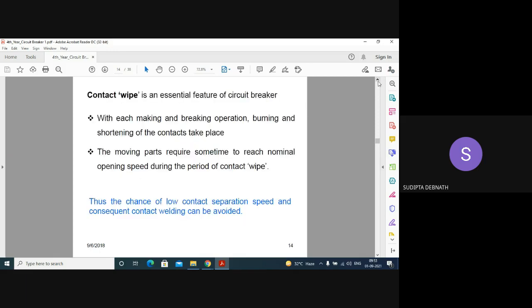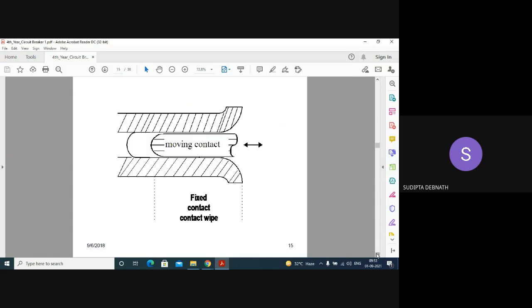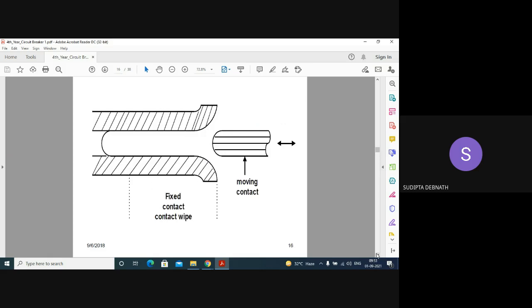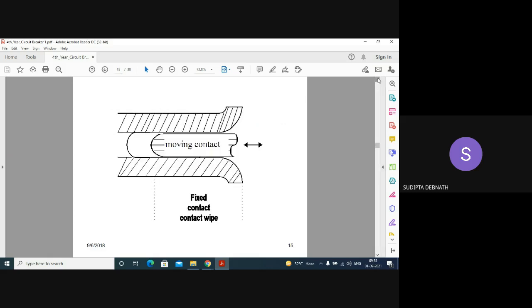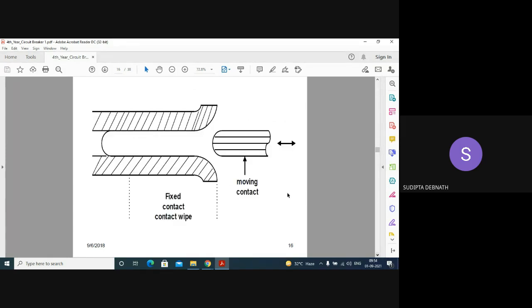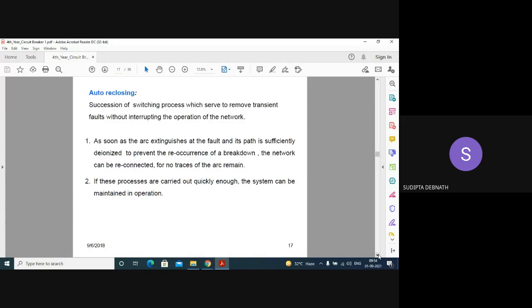Now, with each making and breaking operation, burning and shortening of the contacts take place. The moving parts require some time to reach the nominal opening speed during the period of contact wipe. Thus, the chance of low contact separation speed and consequent contact welding can be avoided. After separation it will be like this, and in this portion the arc will be developed.